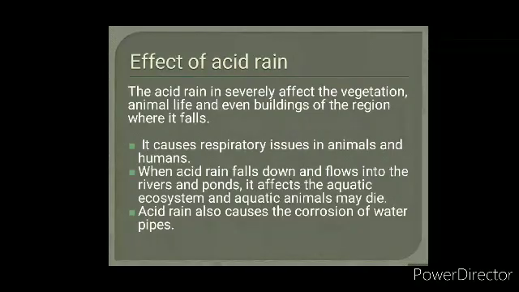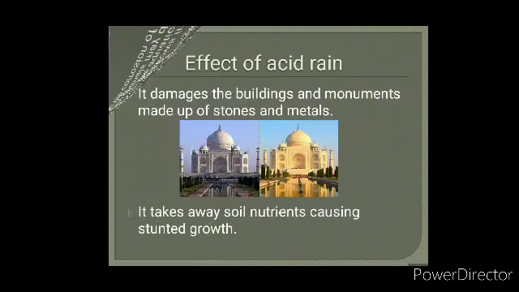And acid rain causes the corrosion of water pipes as well, because water pipes are made up of metals. Next, it damages buildings and monuments made of stones and metals. You can see from the figure, the white marble of the Taj Mahal turns yellow due to acid rain. It is also known as marble cancer.